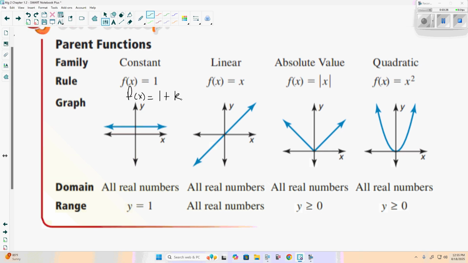The range are the numbers that come out, our y values. For a line, it's all real numbers. We can have any number. We can plug any number in, we get any number out. For our parent function for absolute value and quadratic, we will only have numbers greater than or equal to 0. Now that does change based off transformations, but we have these here.